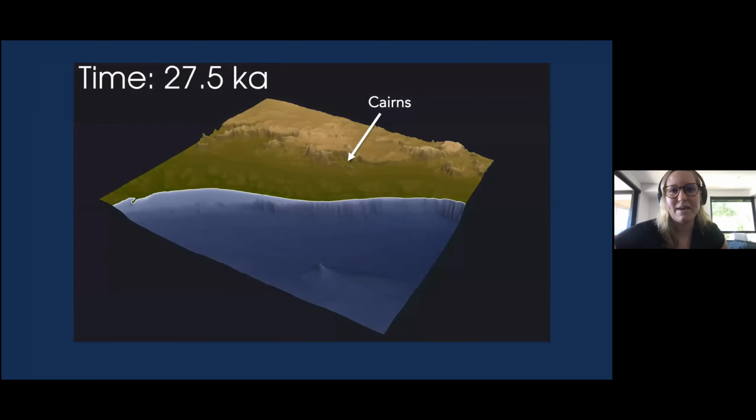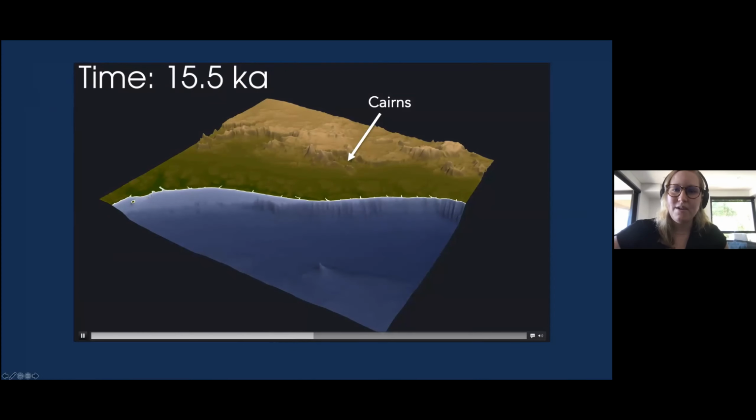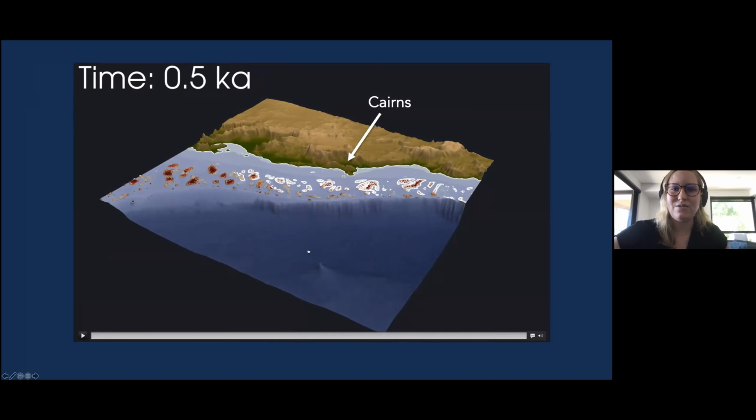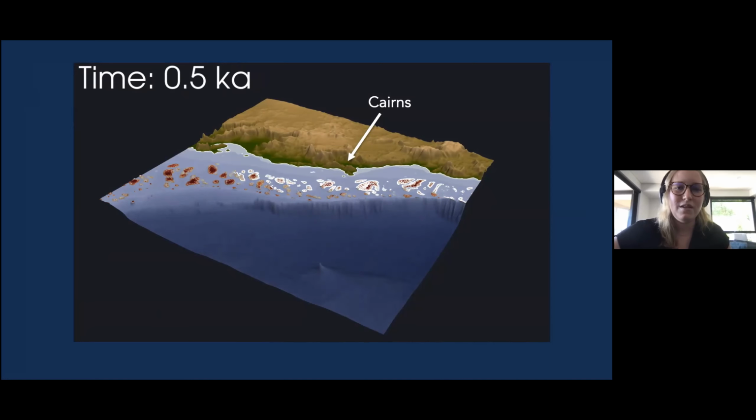This is an example of some of the model output looking into the continental slope again now. We're starting from the last ice age. Sea level was about 120 meters lower than it is today. And you can see how the shoreline changes as sea level rises and inundates the shelf and causes the reefs to start growing here in orange.